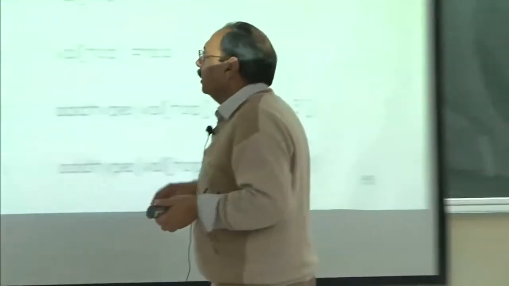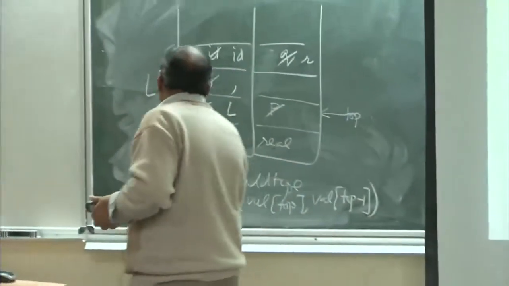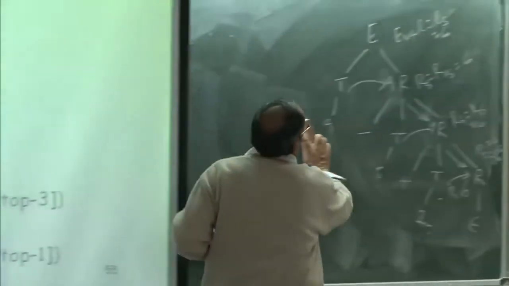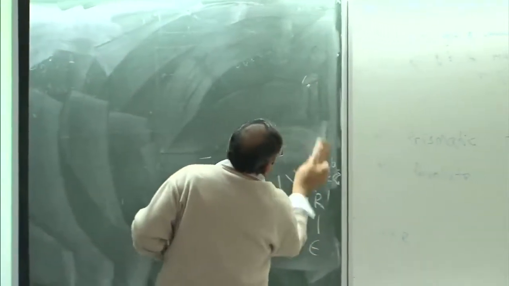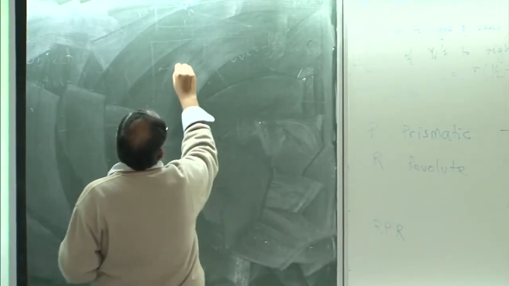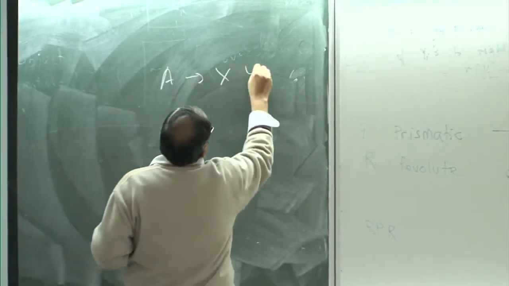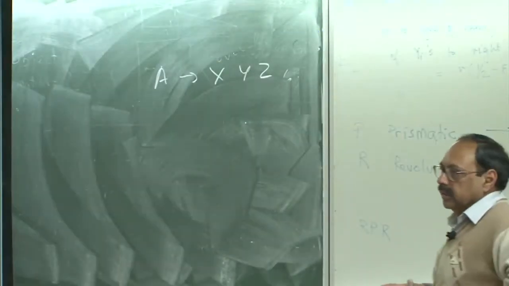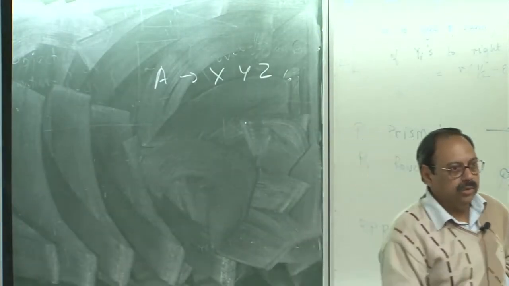So, let me in general write some rule, okay, and let us say that this is the first rule of any grammar I have. So, suppose I have a rule which says A goes to X, Y and Z, and this happens to be the first rule of my grammar, where A is the start symbol. Okay. And right in the beginning we said that as far as lexemes or tokens are concerned, they can only have synthesized attribute, right.